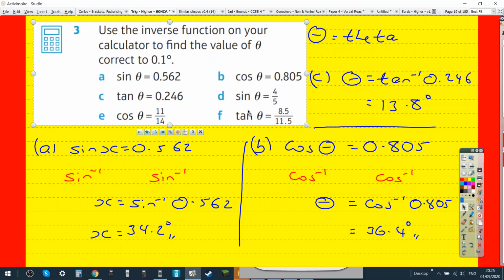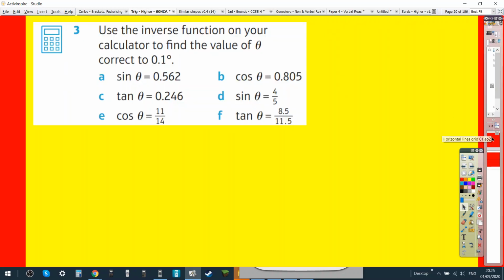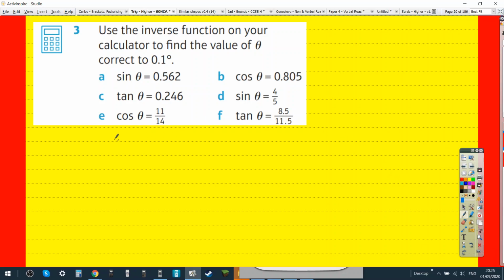Okay, let's try D, E, and F. For this one, you have to do the opposite of sin to get rid of them. Yeah, and that's called arc sine, arc cos, arc tan. That's what they're called.